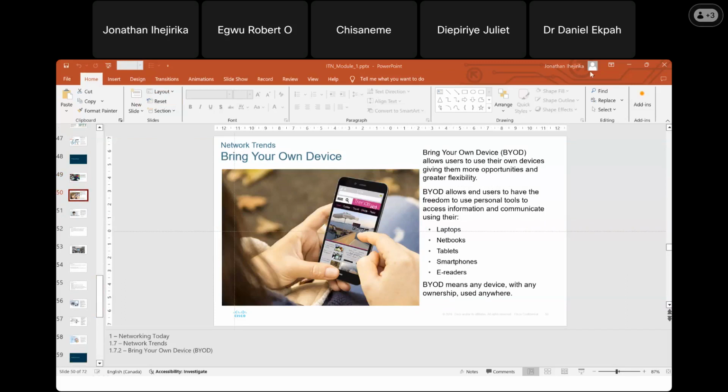So BYOD allows an end user to have the freedom to use personal tools to access information and communication using their what? Their laptops, their notes, that should be notebooks, tablets, smartphones, e-readers, and so on. So bring your own device means any device with any ownership, used anywhere. That is where we get to see the importance of bring your own device.